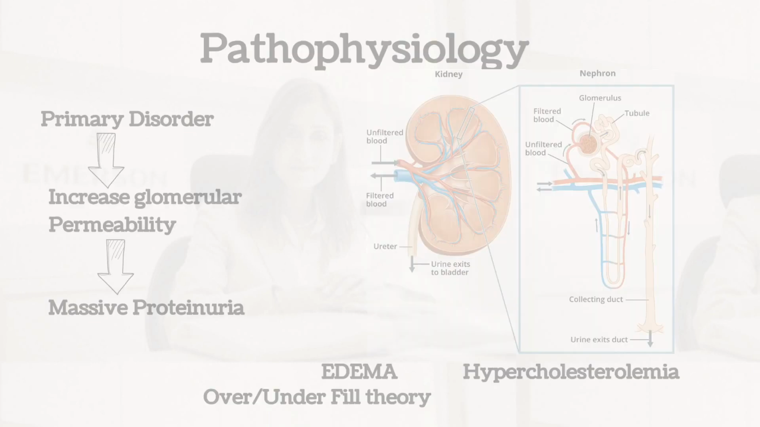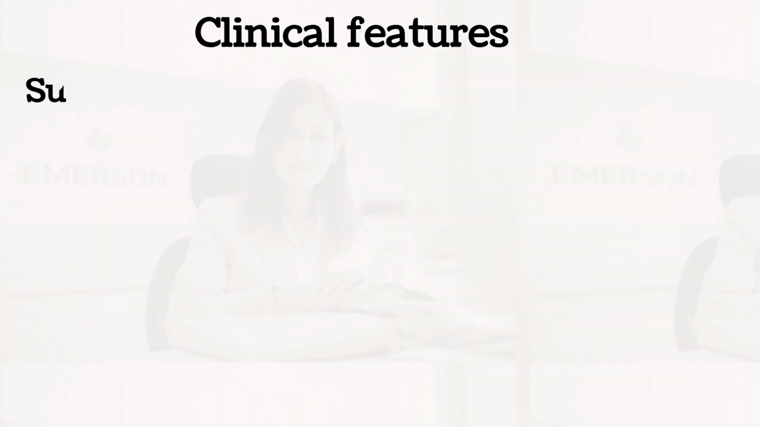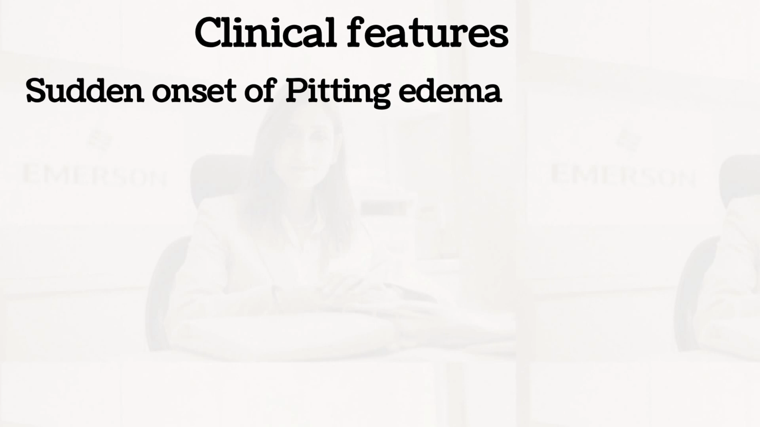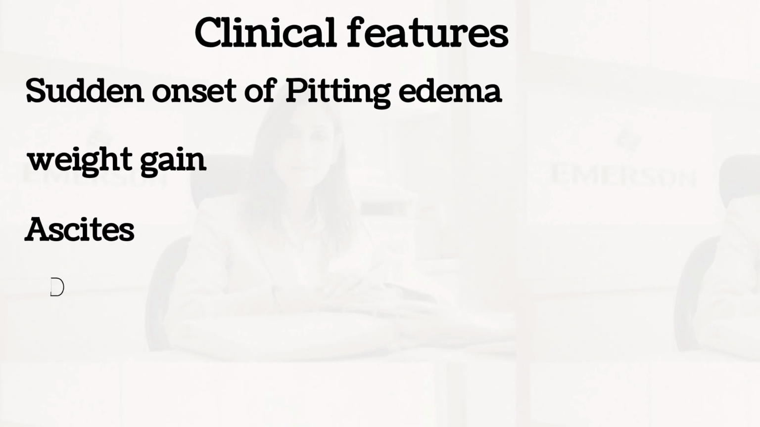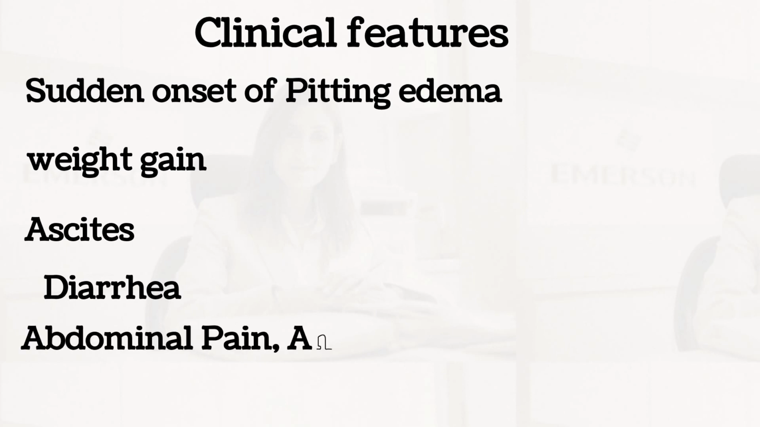We are done. Okay. And then the clinical features, we can have a sudden onset of dependent pitting edema, where we have periorbital edema, especially in the mornings. And then we can have scrotal and vulvar edema as well. We can have ankle or leg edema. Then the other clinical features, we can have weight gain, ascites, and diarrhea due to the intestinal edema. You can also have abdominal pain, anorexia. You can have respiratory distress due to pulmonary edema.